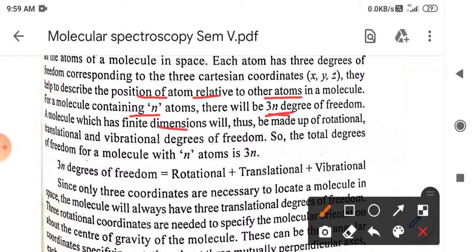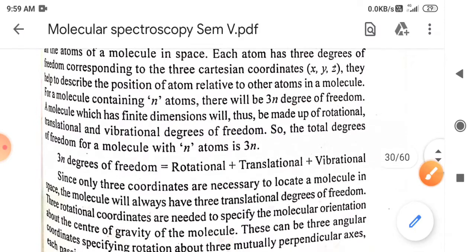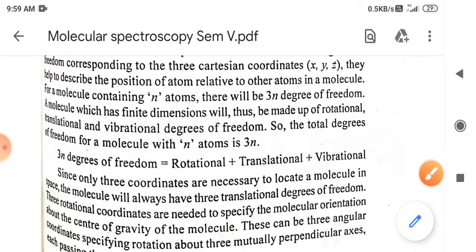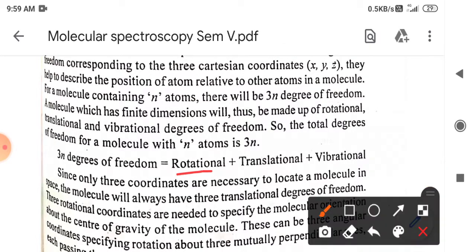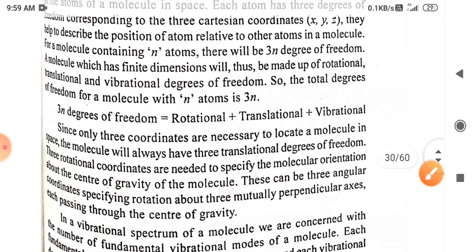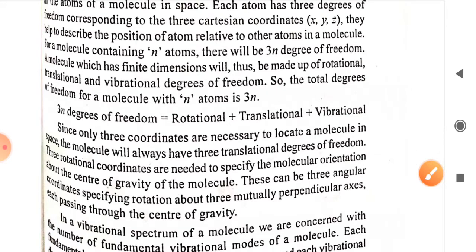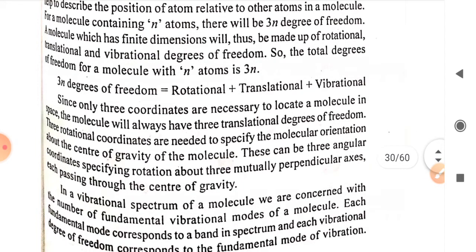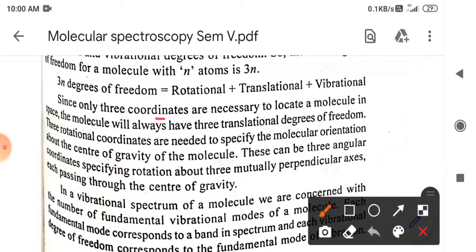A molecule which has a finite dimension will thus be made up of rotational motion, translational motion and vibrational motion. So all the degrees of freedom are nothing but the summation of rotational degrees of freedom, translational degrees of freedom and vibrational degrees of freedom. In order to know the rotational and translational degrees of freedom: since this molecule will have three coordinates necessary to locate the molecule in the given space, the molecule will always have three translational degrees of freedom.